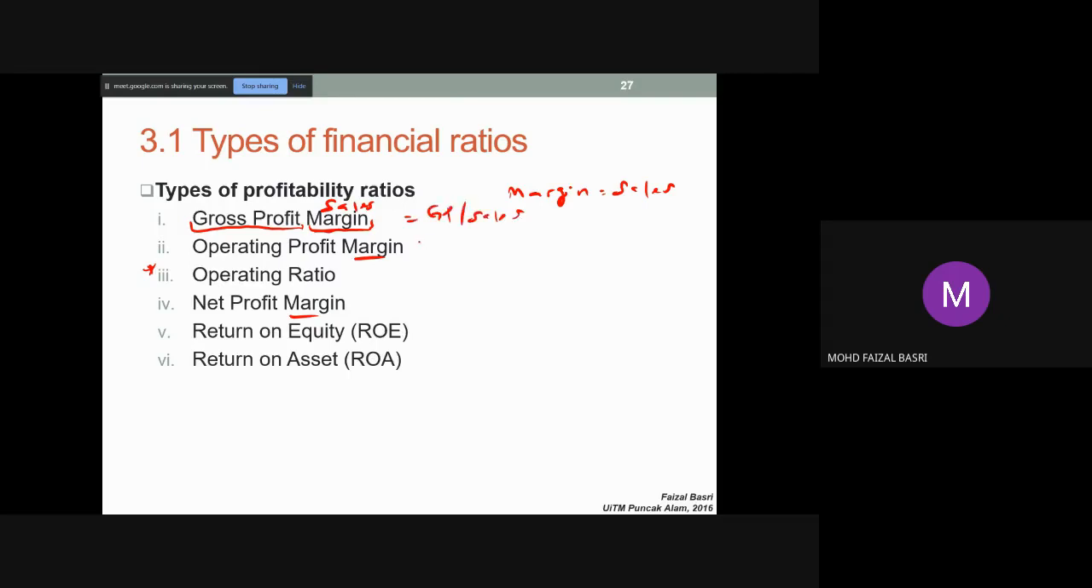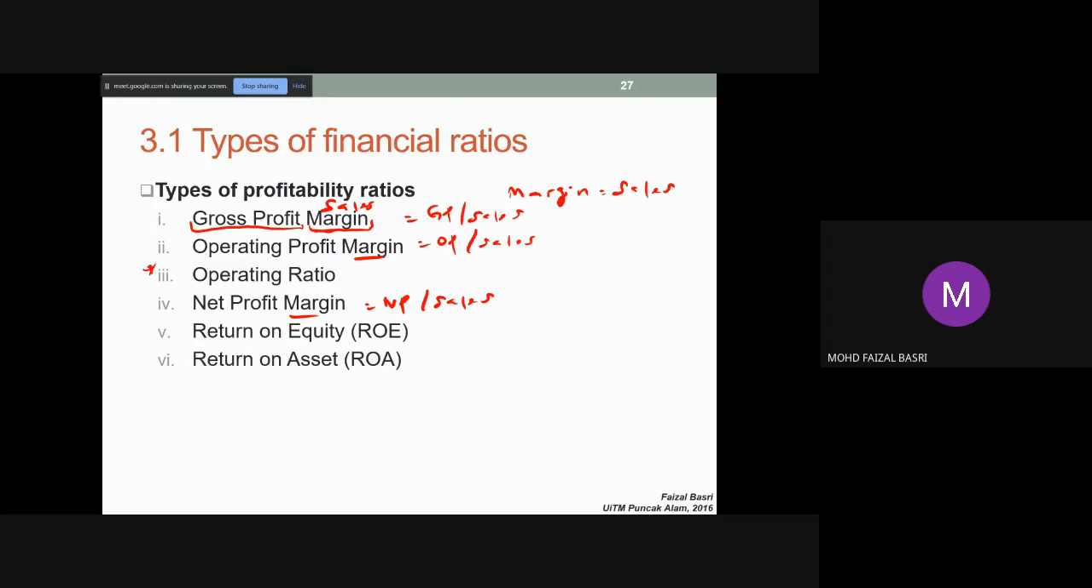Operating profit divided by sales. Net profit margin is net profit divided by sales. So it's very logical order. You won't go wrong in terms of the positioning. Net profit divided by sales.